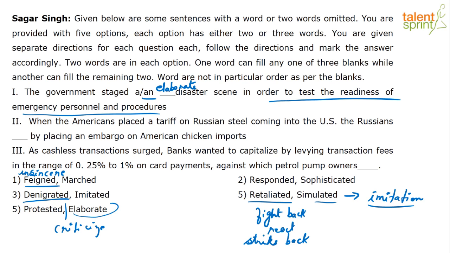When the Americans placed a tariff on Russian steel coming into the US, the Russians dashed by placing an embargo on American chicken imports. Okay. So embargo is nothing but an official ban. This ban can be banning some sort of activity, right, with a country, or trade, or whatever. When the Americans placed a tariff on Russian steel coming into the US, the Russians did tit for tat. So which option is giving you that answer? Some of you have given me answers. Let me just go back. Sorry, I didn't see the comments.